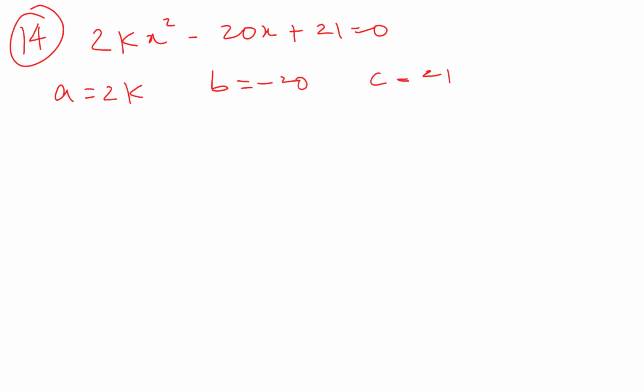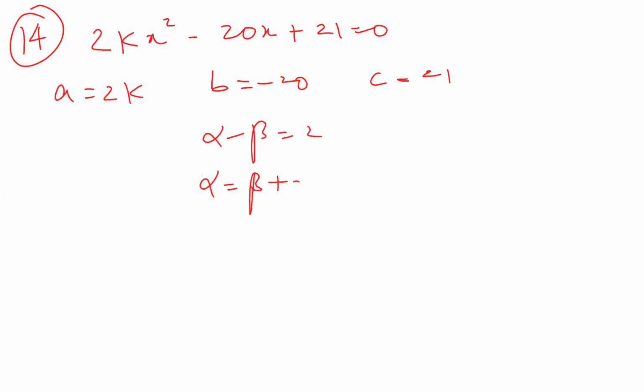Find k so that one of the roots of the quadratic equation exceeds the other by 2. So 2k x square minus 20x plus 21 is equal to 0. Right? So a is equal to 2k, b is equal to minus 20, c is equal to 21. One condition is given, one root is more than the other by 2. So alpha minus beta is equal to 2.